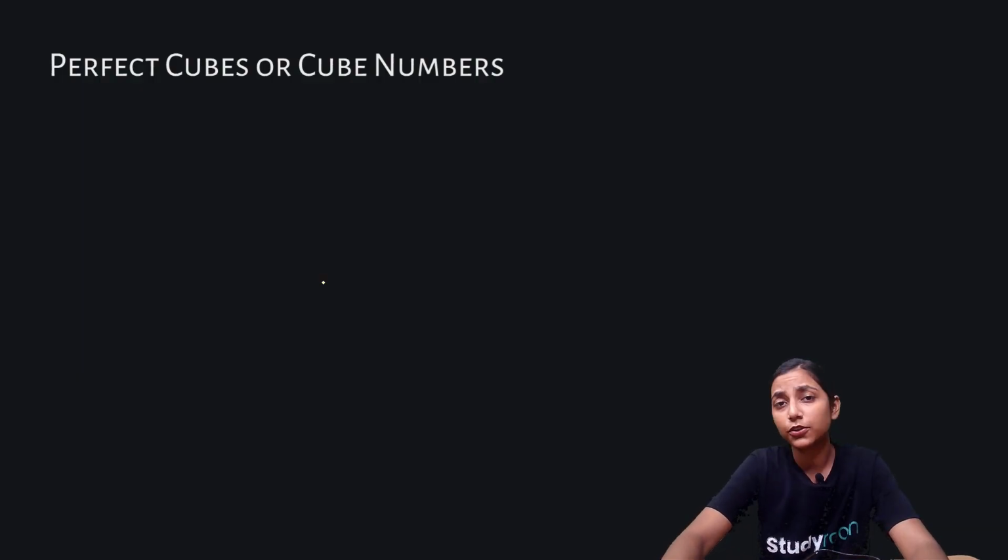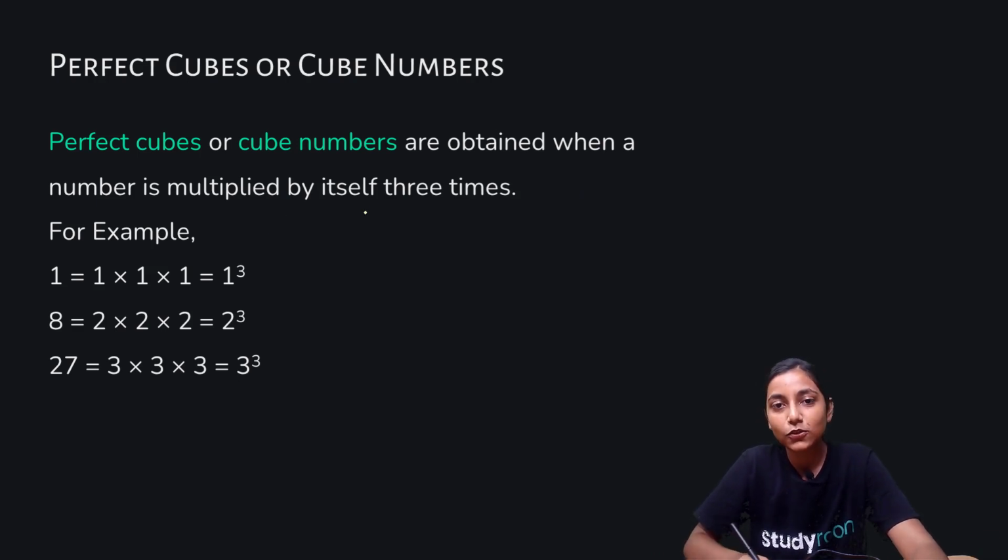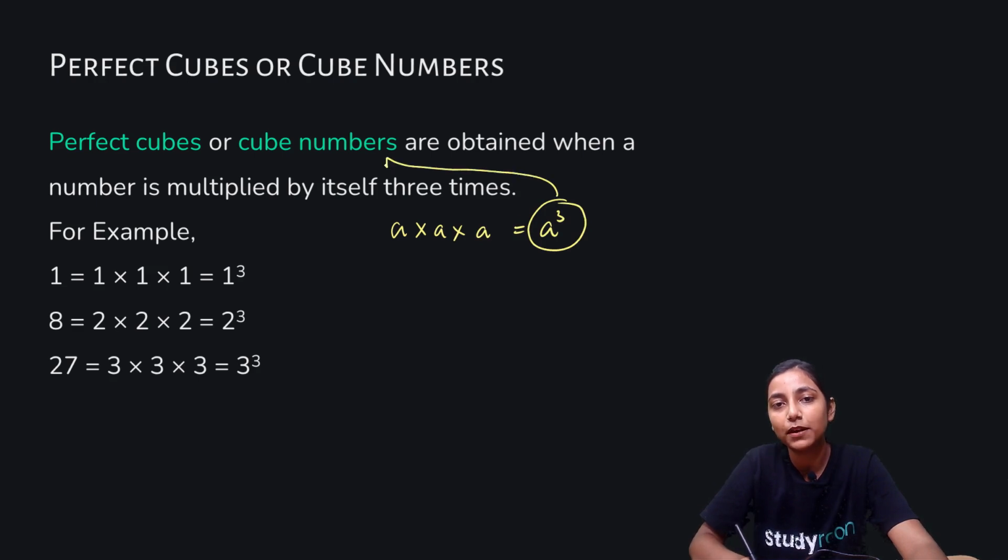Now, perfect cubes are cube numbers. We have already read about perfect squares. Now, what are these perfect cubes or cube numbers? Perfect cubes or cube numbers are the numbers that are obtained when a number is multiplied by itself 3 times. So when we multiply a number with itself how many times? 3 times, then the number that we get is known as a cube number or a perfect cube.